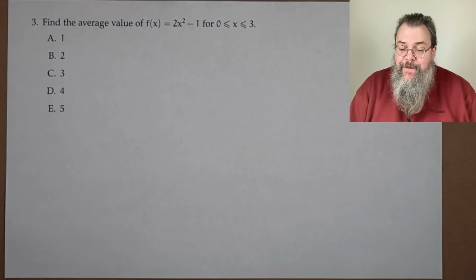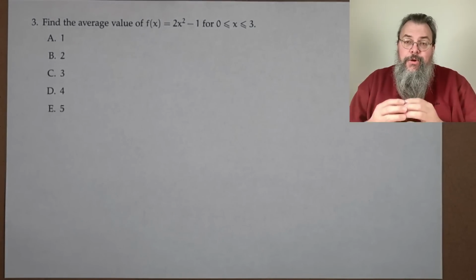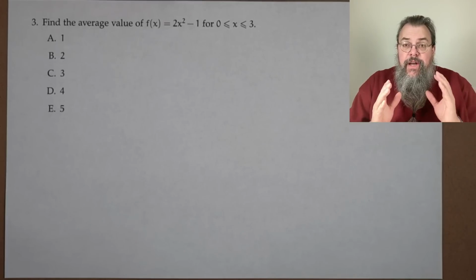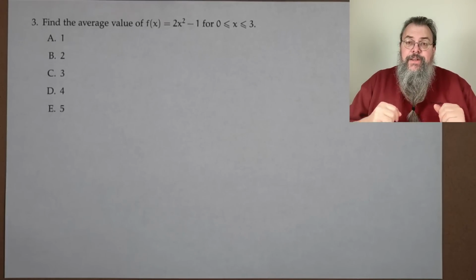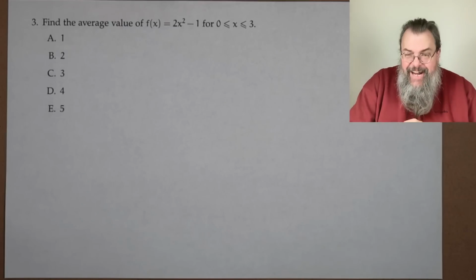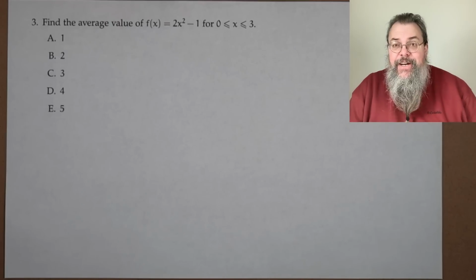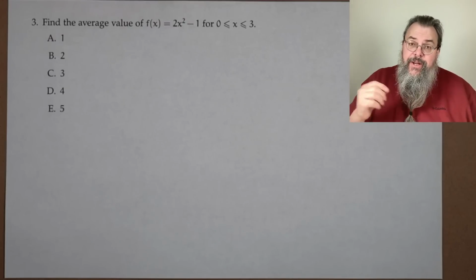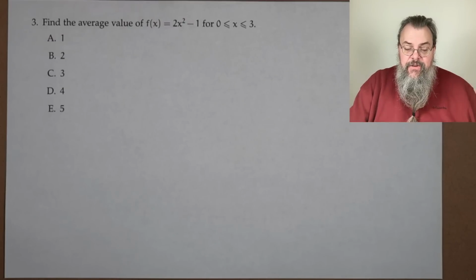Find the average value for the function 2x squared minus 1 between 0 and 3. Okay, so this really tests us on a couple things. First off, what is the average value? And then can we carry out that computation, whatever it ends up being? So let's start by talking about what is the average value.